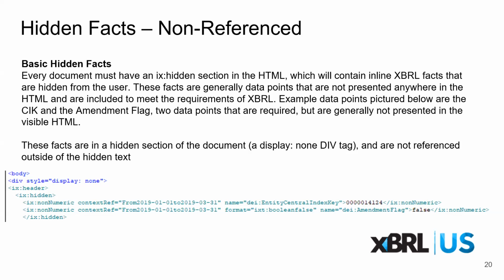So we can see a little snippet of code below, and it shows the body of our document, which contains this div, which has this IX hidden in the header. And we can see our two facts here for our CIK and our amendment flag being set. So they are visible in the viewer. The SEC's viewer, you have a hidden fact viewer in there, but they're not going to be in the actual document. You're not going to be able to click on them or anything like that. And these are what we call non-referenced facts because they're not referenced anywhere in the actual document.